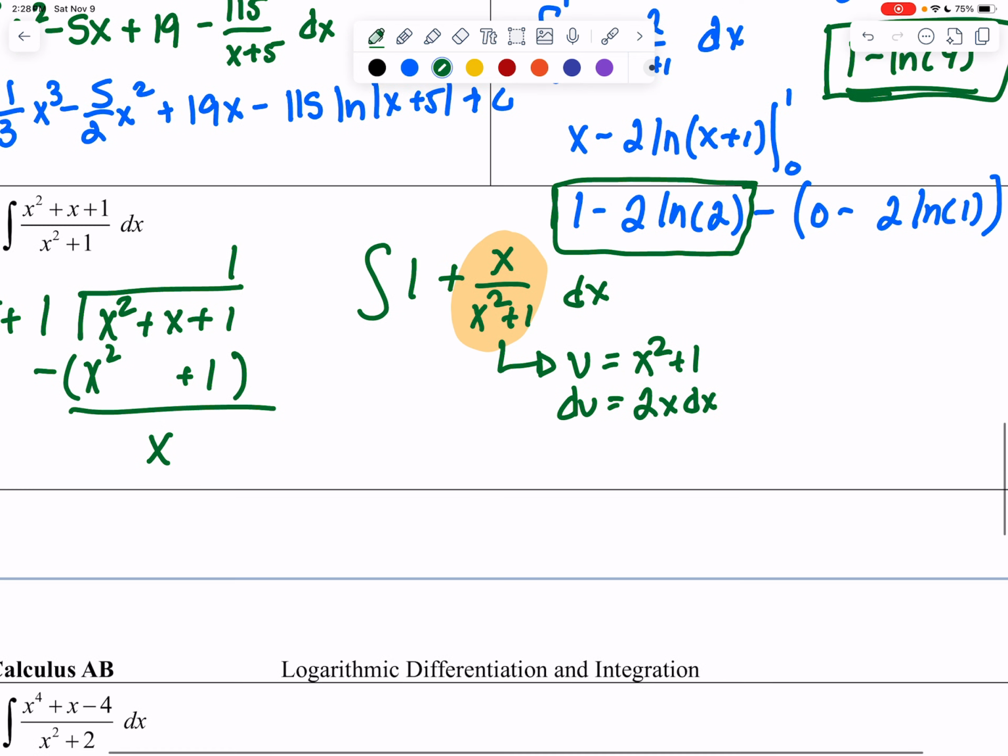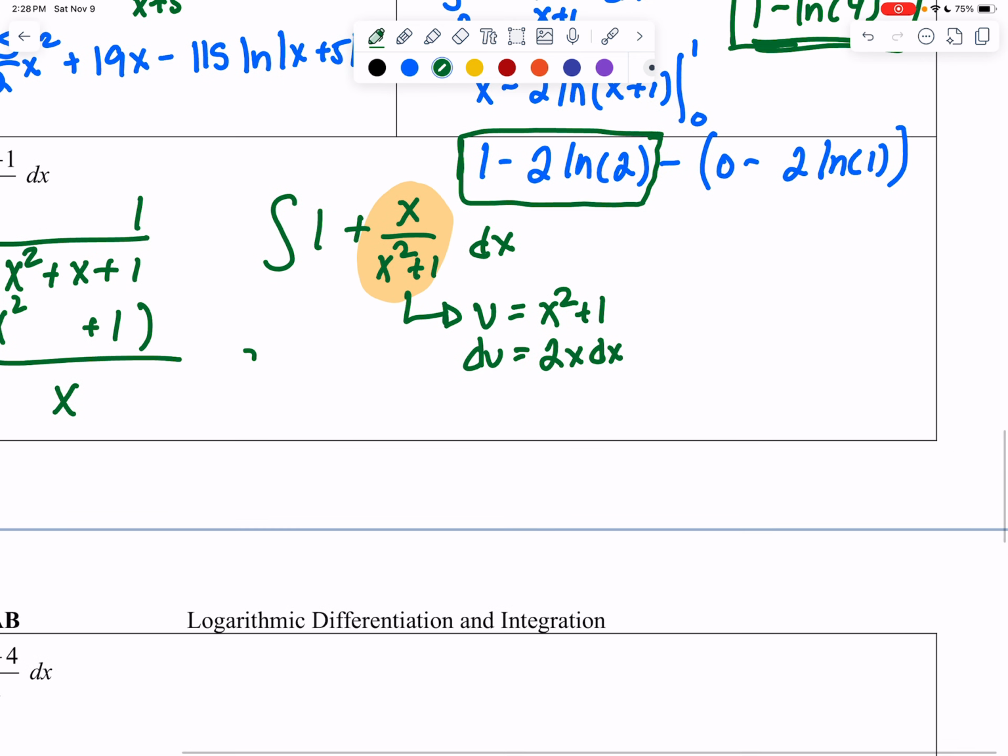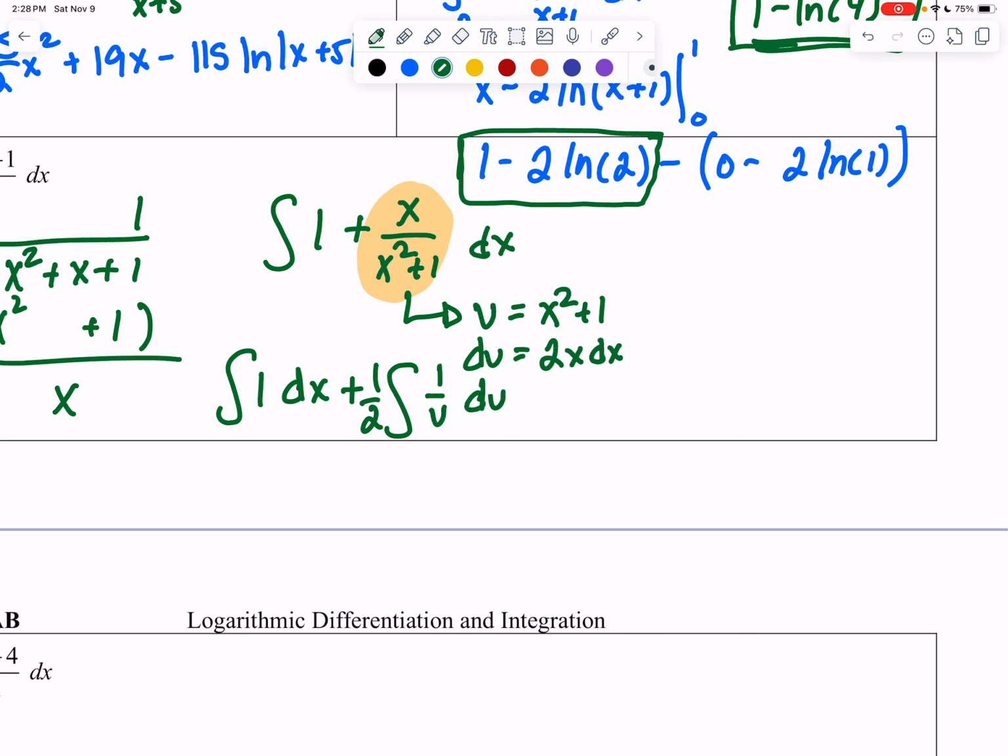So then, if I were to use u-sub, I'm going to get 1/2 times 1 over u du. The x's will cancel out, and then I'm going to have a 1/2 right here. Then if I were to integrate this right here, I'm going to have 1/2 ln of absolute value of u plus c.